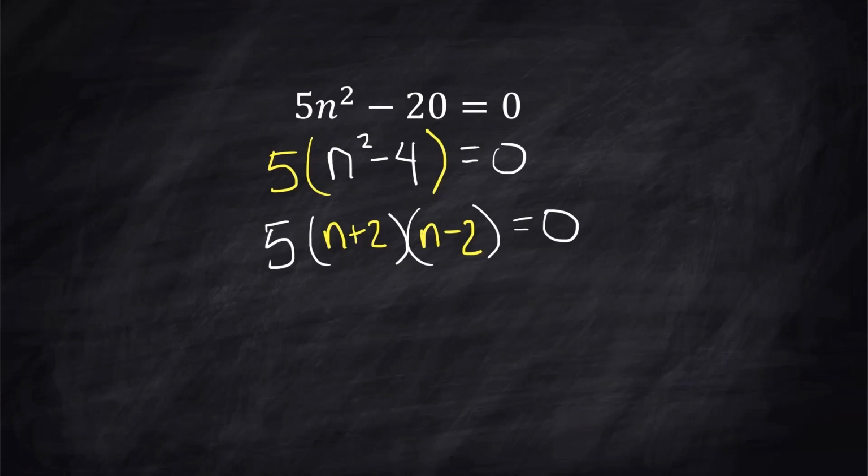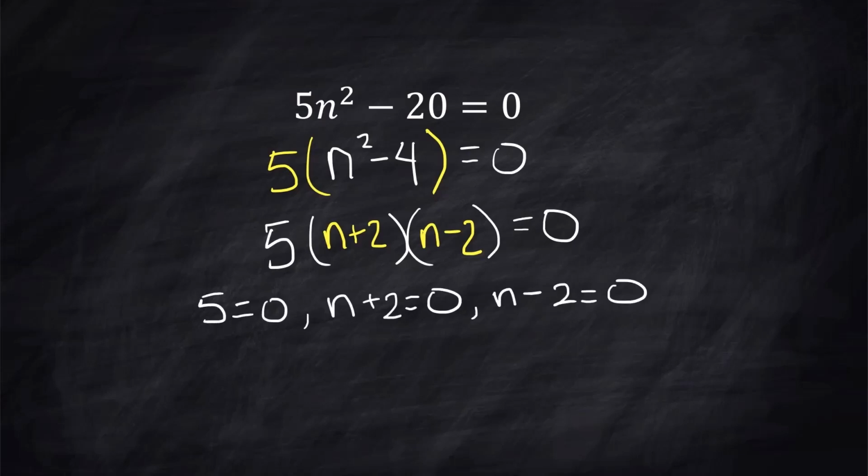So I have three things multiplied together. One of them must equal 0. Write it all out. Well, does 5 equal 0? Yeah, no, we know that's not going to be true. So it's going to be one of the other two. We need to solve both of those, and we have two possible answers for n. That's either -2 or +2.